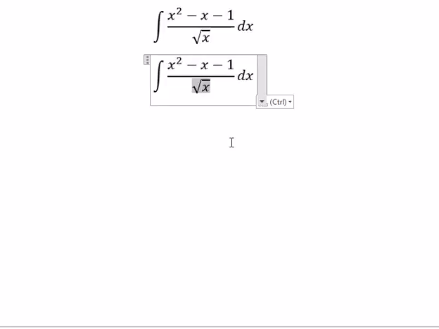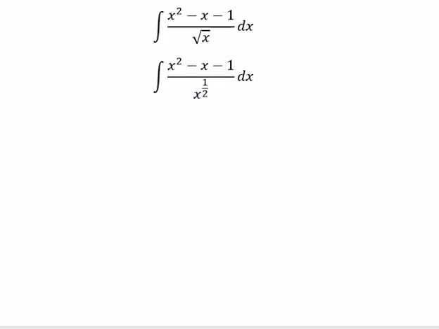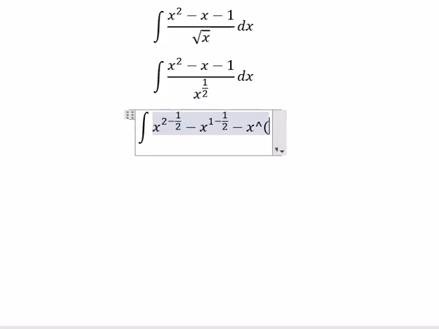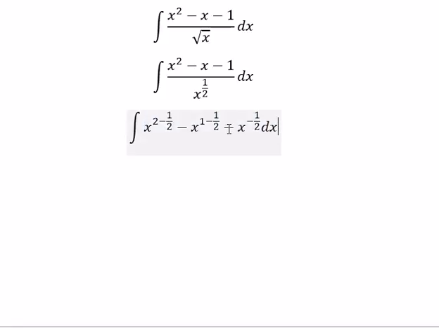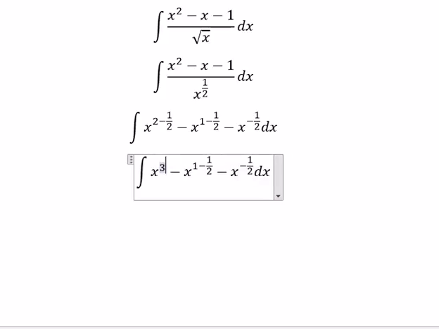This one we can change s to the power of 1 over 2. Next we can use the power in here, s to the power of 2 minus 1 over 2, and s to the power of number 1 minus 1 over 2, and the next one is about s to the power of negative 1 over 2. So for this one, 2 minus 1 over 2, you got about 3 over 2. This is about 1 over 2.